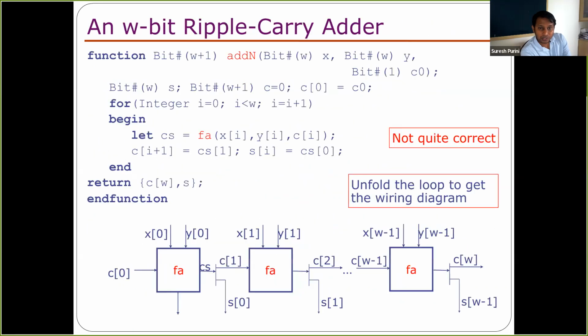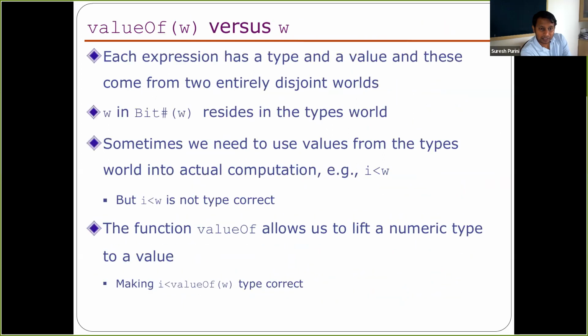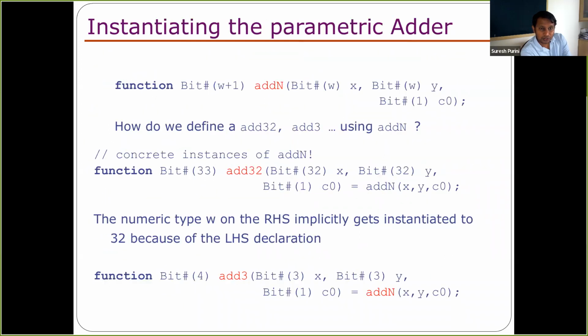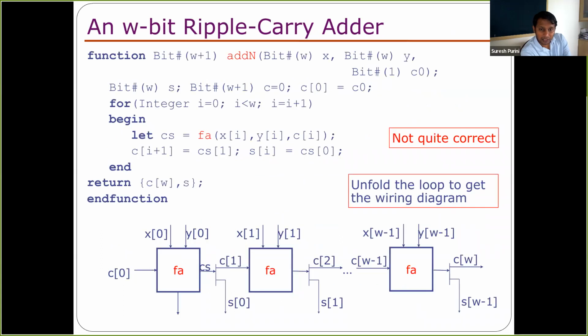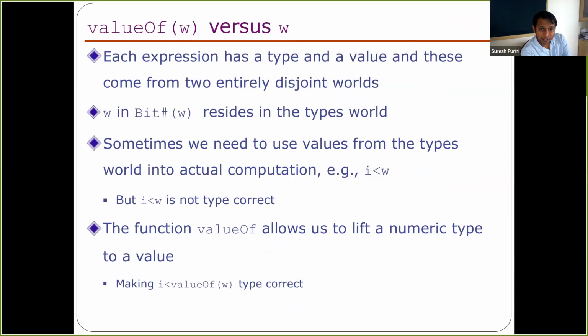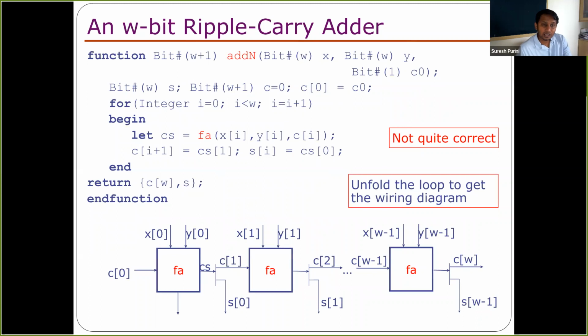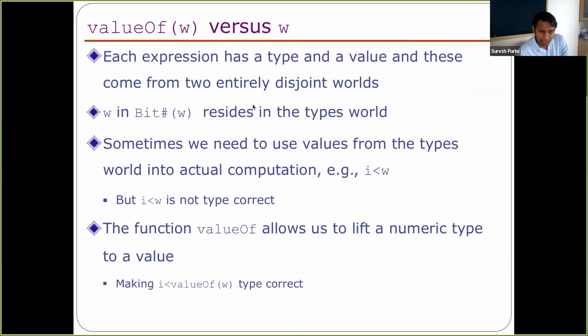So you need to keep a few things in mind. When you write, you'll get some issues. For example, here you should use, instead of I less than W, I less than value of W. There will be some technical reasons, because it has a strong type system and W is a parameter. I'm not exactly sure.